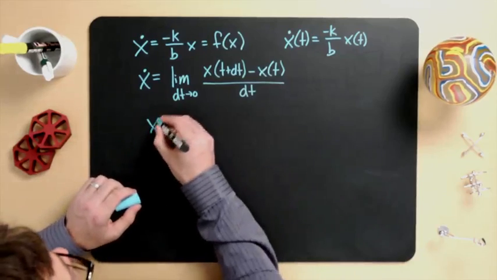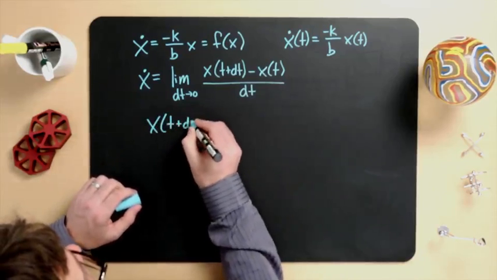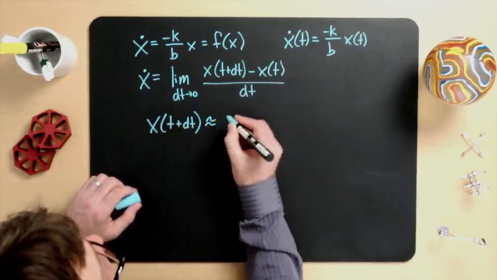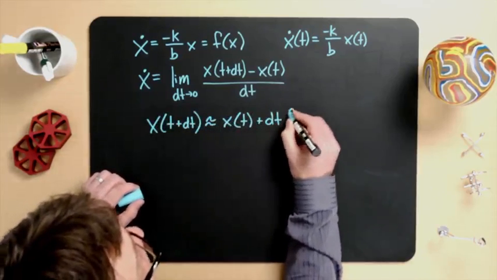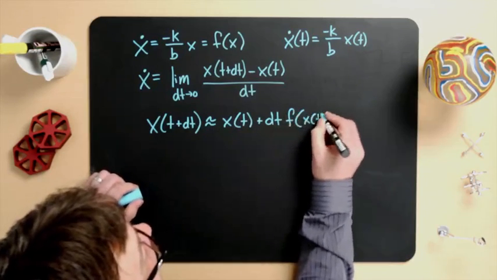However, if I do not take the limit and instead simply say that dt is some rather small number, where I'm not going to say exactly what I mean by small, we get an expression that only approximates x dot and is therefore approximately equal to f of x of t. If I rearrange this approximate equation, I get that x of t plus dt is approximately equal to x of t plus dt times f of x of t.